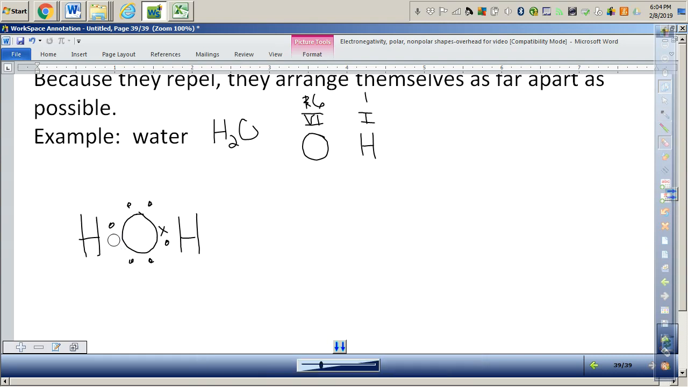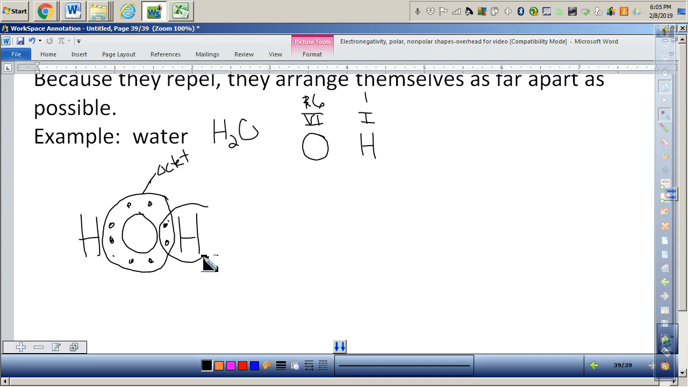You can use different symbols, but you don't have to. And whenever you draw your structures, you need to have an octet, which means 8 electrons around every atom except for hydrogen. Hydrogen follows the duet rule. It only needs a total of 2.